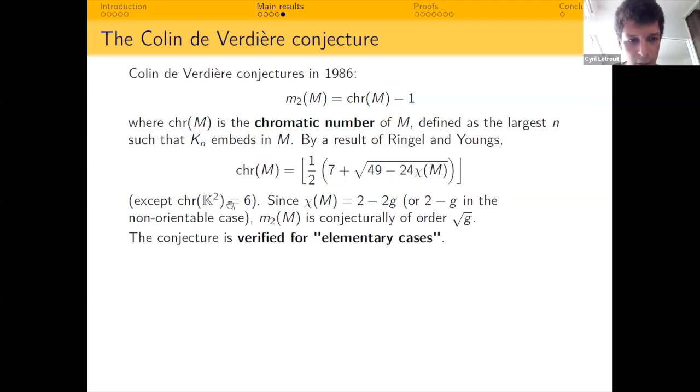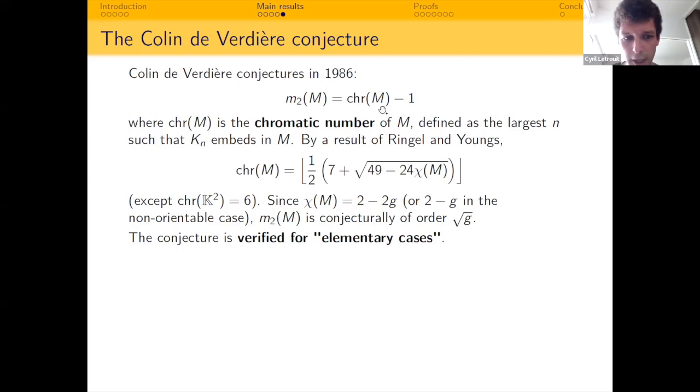And this formula is not working for K2, and this is the only exception, K2, the Klein bottle. So the Euler characteristic is related to the genus by these formulas in the orientable and non-orientable case. And so if you put this formula, you get that roughly the chromatic number is roughly root G. So the maximal multiplicity is roughly root G.